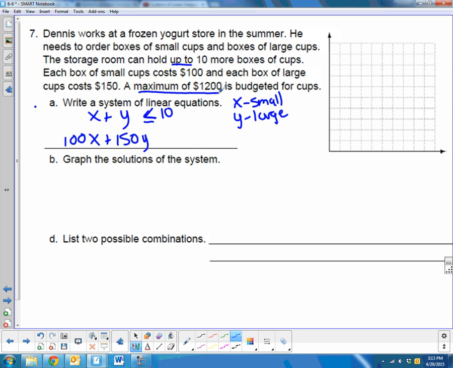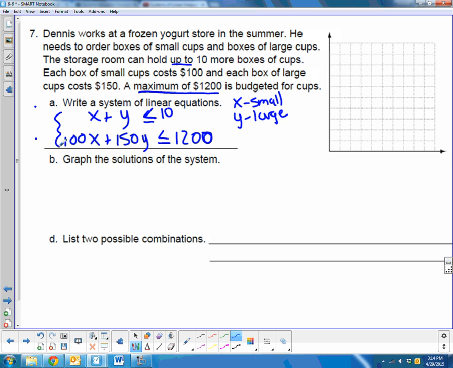You can't spend an infinite amount of money because we just don't have it. And so the maximum we have is $1,200, which means you have to spend less than that. So less than $1,200, because you actually do have $1,200 to spend, you could spend exactly $1,200. So it could be less than or equal to $1,200. Now we've translated this situation into a mathematical system of inequalities. Once we have that down, now we can solve it.